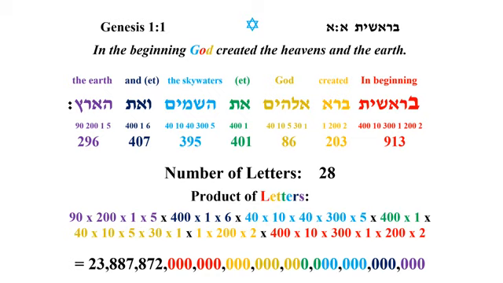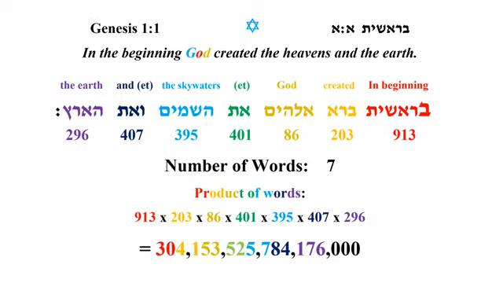I have it here, 90 times 200 times 1 times 5. I'm starting with Haaretz and working backwards, and I'm going to go all the way through until you get to Bereshit. Every letter to the bet, and the bet is 2, is the last letter we're multiplying. When you do that, you come up with this gigantic number, 23 blazillion, whatever the number is. You see it at the bottom of your screen there. Okay, so we got the number of letters and the product of letters.